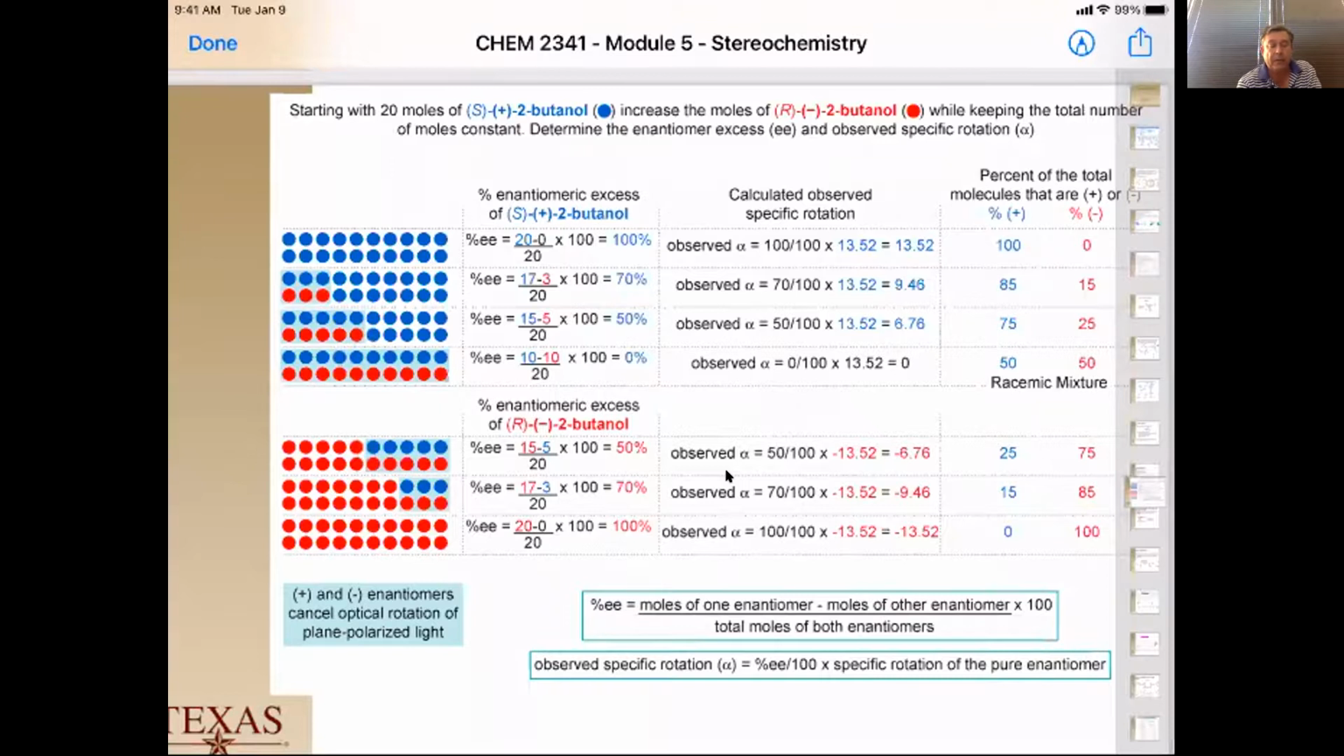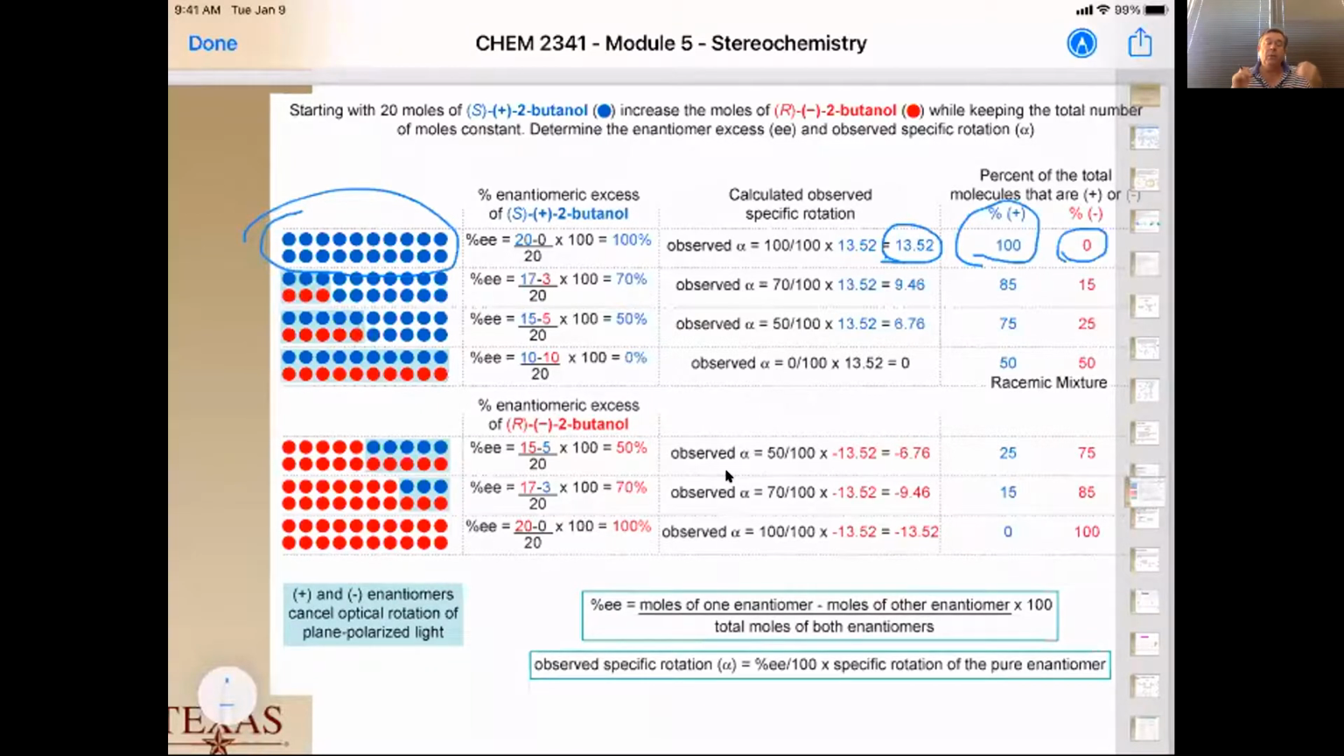So if we had 100% of the butanol right here, we know that it's going to rotate light in a positive direction, and it's going to rotate the positive direction 13.56 degrees. And if we don't have any of the other isomer, if we don't have any of the R isomer in this, we have 0 rotation to the negative side, and we have 100% rotation to the positive side. That means we have our pure system.